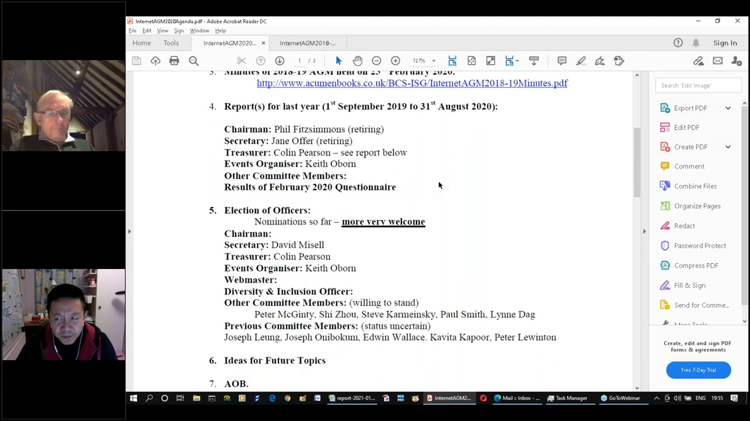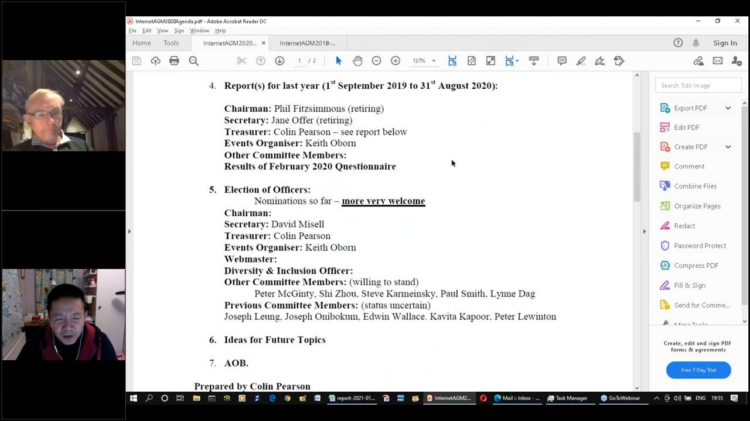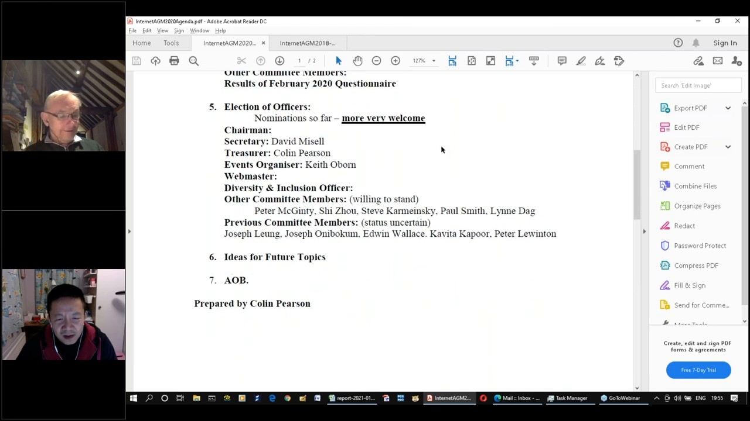Election of officers then. I've had no nominations for chairman. I don't know whether anybody wants to volunteer for that job at the moment or whether you'd like a little bit more notice. David Mizell has very kindly offered to act as secretary, but he's been unable to be with us this evening. Any other volunteers to act as secretary? I'm plodding a lonely furrow as treasurer. Again, if there's anybody else who wishes to take the role on, they're very welcome.